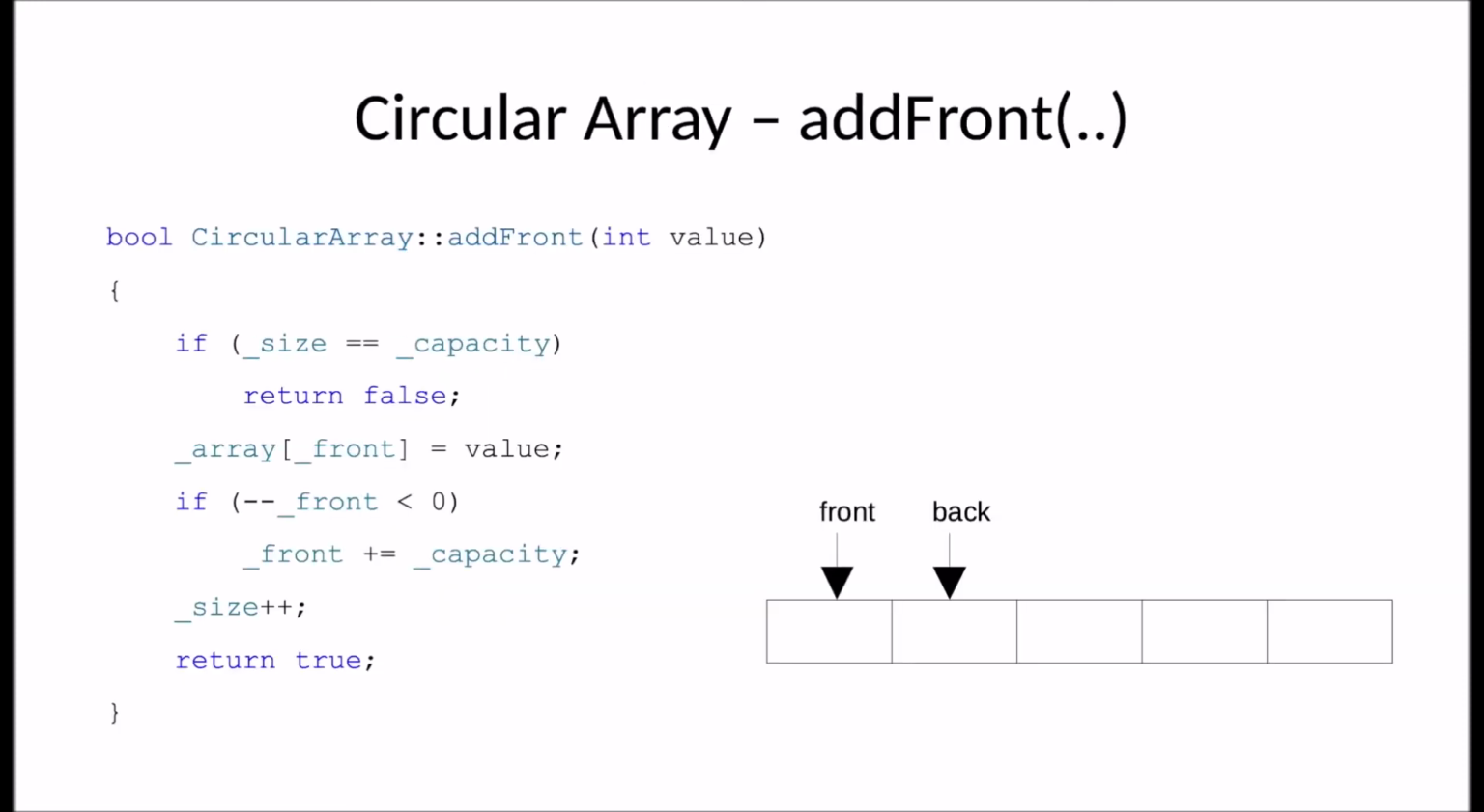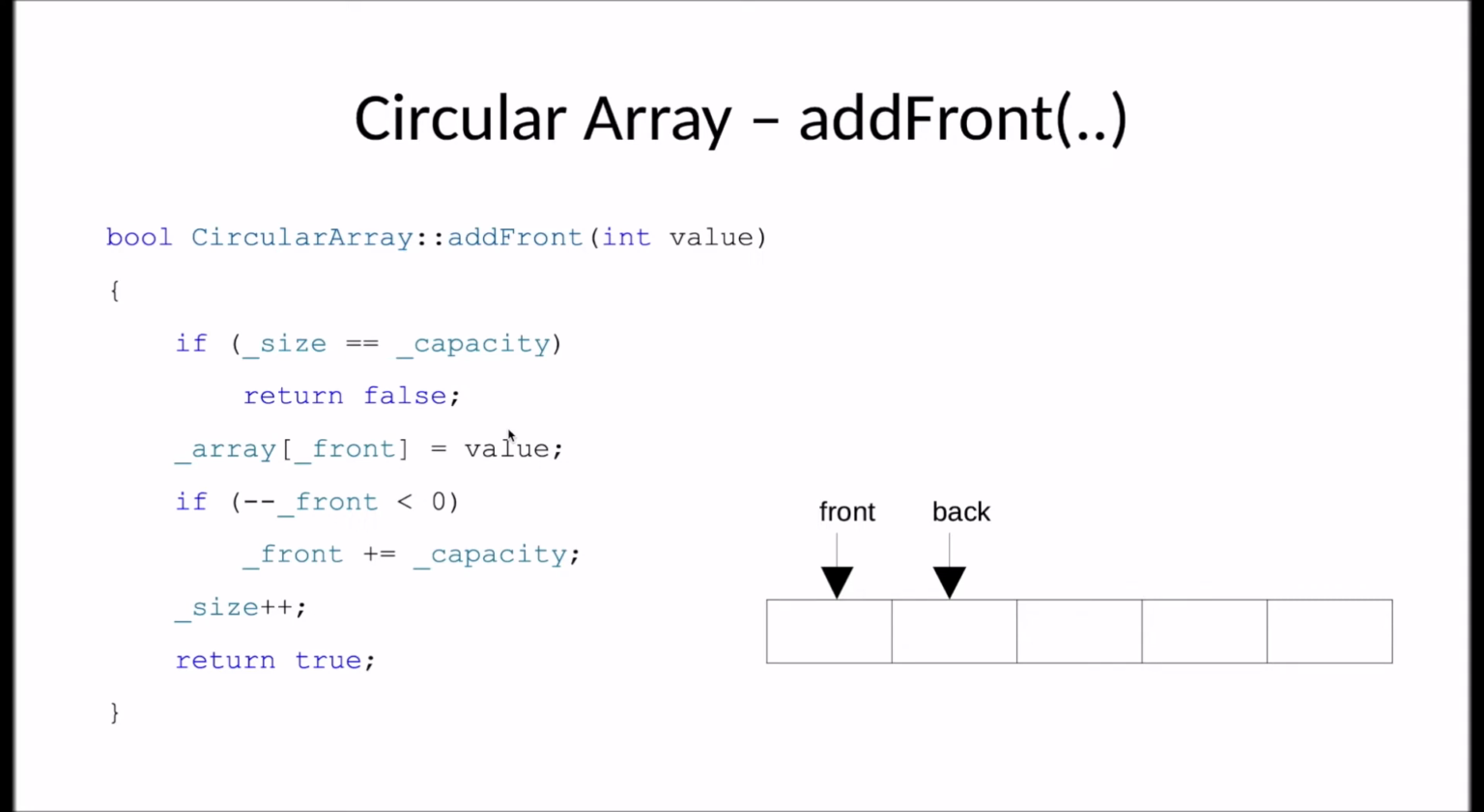Now let's take a look at the implementation. This shows the implementation of the add front function. Initially, it checks if the size equals the capacity. The size represents the number of elements currently stored in the array, and the capacity is simply the length of the array. If the size matches capacity, it returns false.